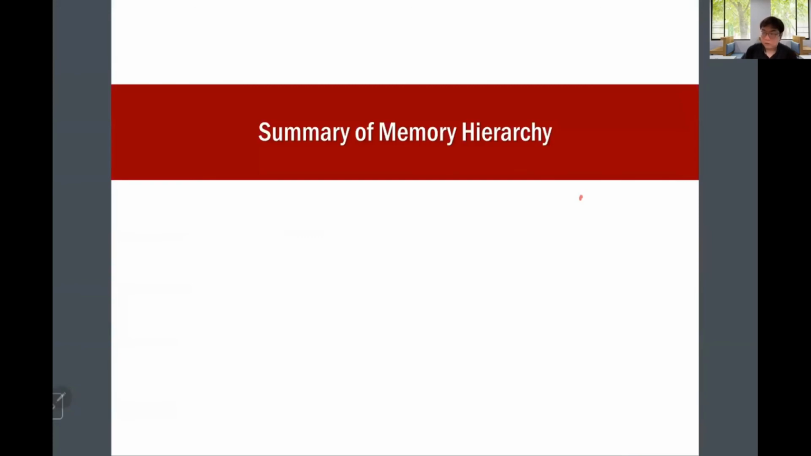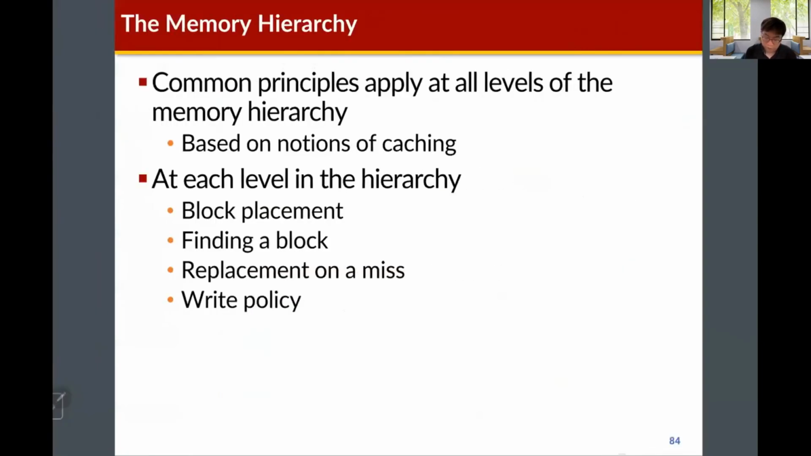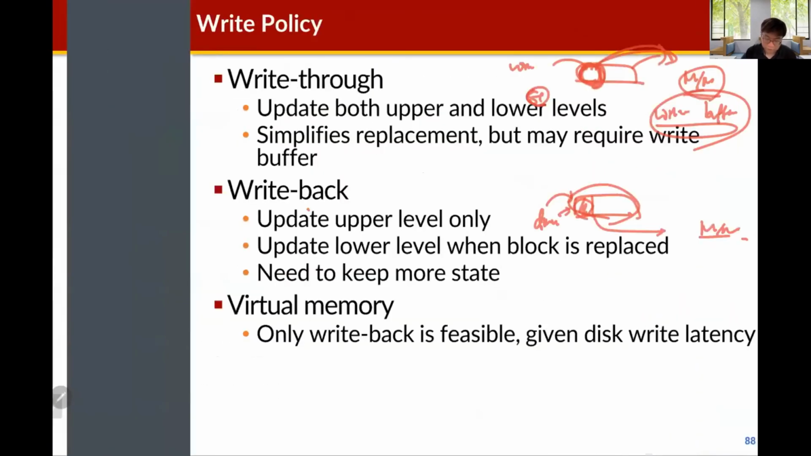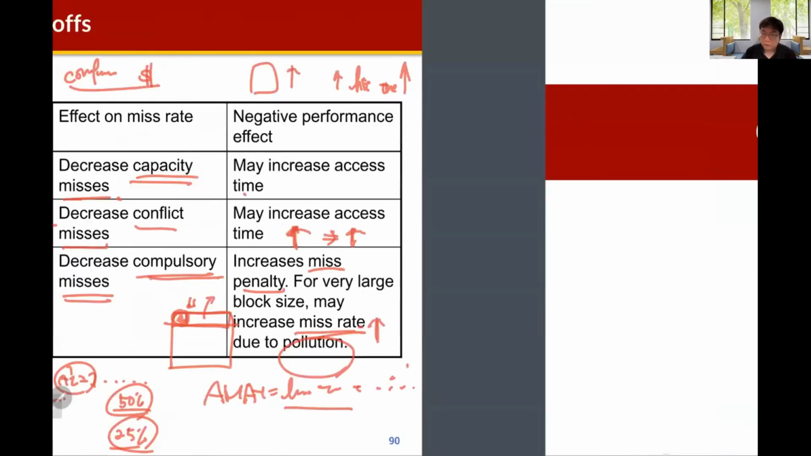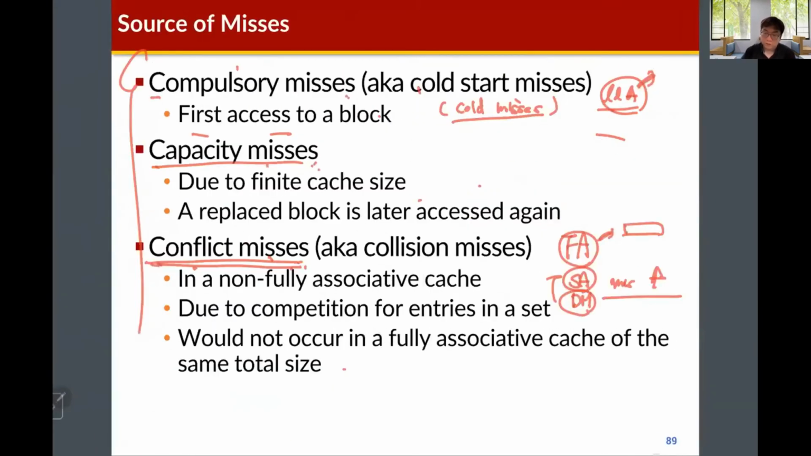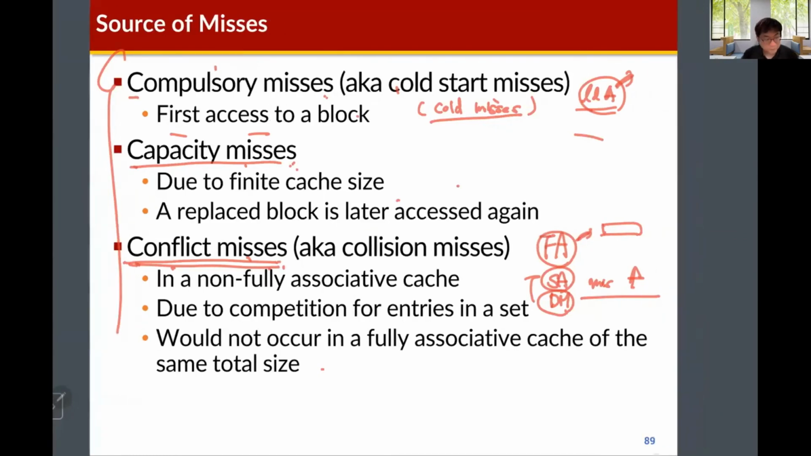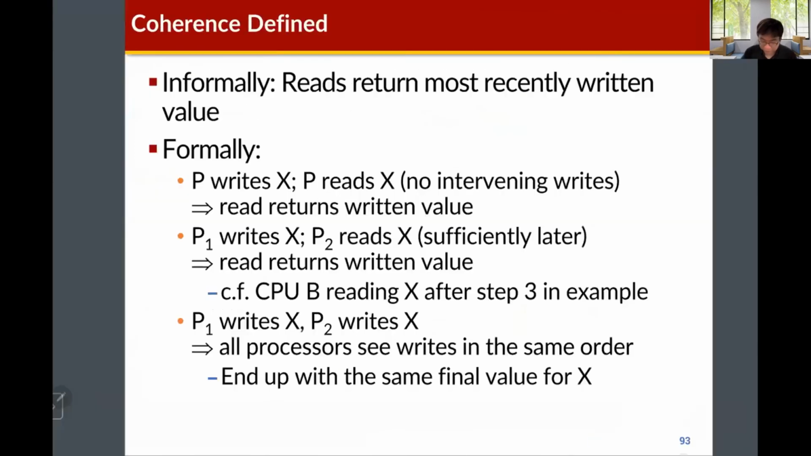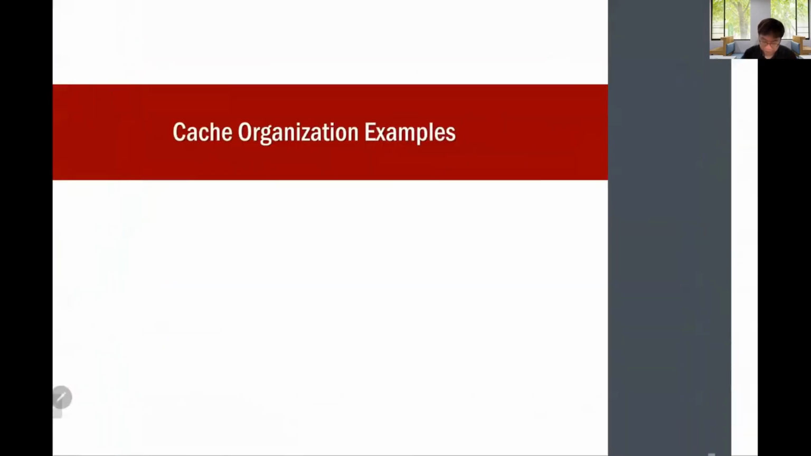I will conclude chapter 5, the memory hierarchy and the memory system of the computer system. We learned about the cache, and also we learned about virtual memory. So cache and virtual memory are the main topics in this memory hierarchy chapter, okay? And then I will skip to this slide.